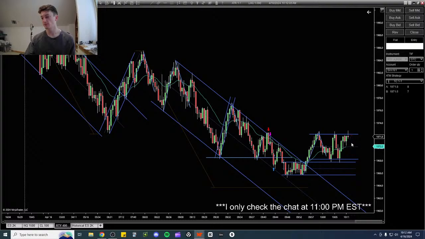This is tempting though. It's a very tempting second entry short there. I'm not going to take it. It doesn't feel quite right to me. The signal bar is not great. But I'm going to mark that.